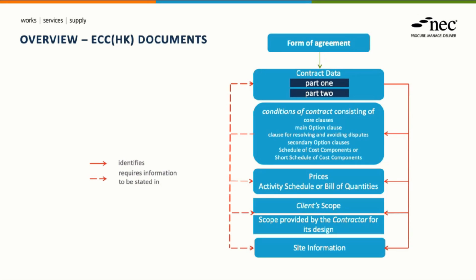In terms of the overall structure of the contract, the Hong Kong edition is exactly the same as the NEC4 ECC. So we still have the same parts to the contract as shown in this diagram. So we have contract data, parts 1 and 2, and they will identify the other parts of your contract: the conditions of contract, the pricing document, which will depend upon the main option clause chosen, the scope information and the site information.